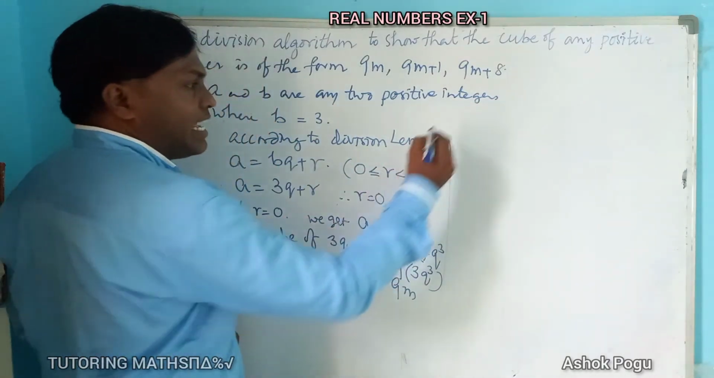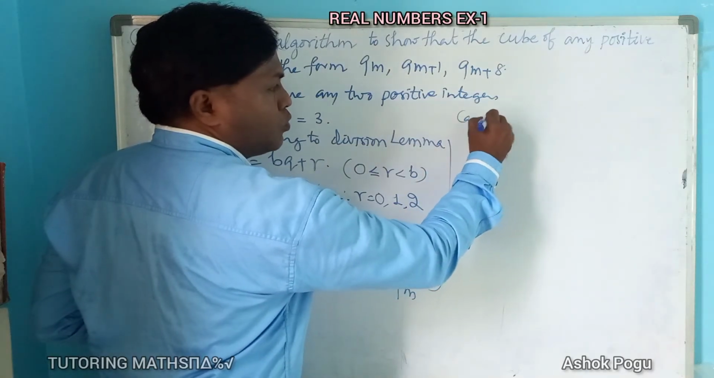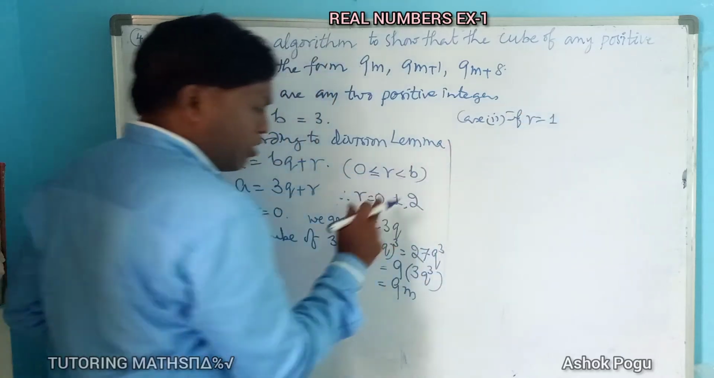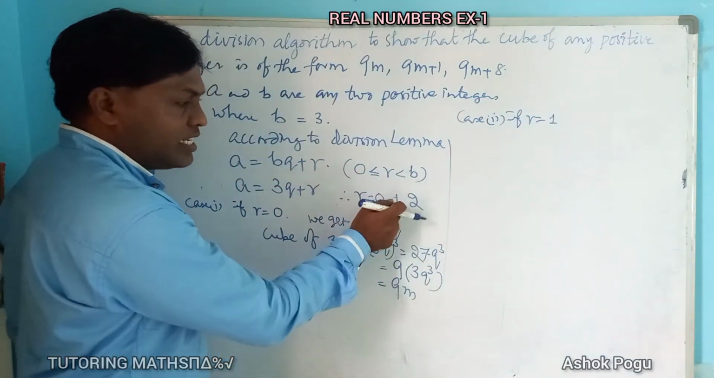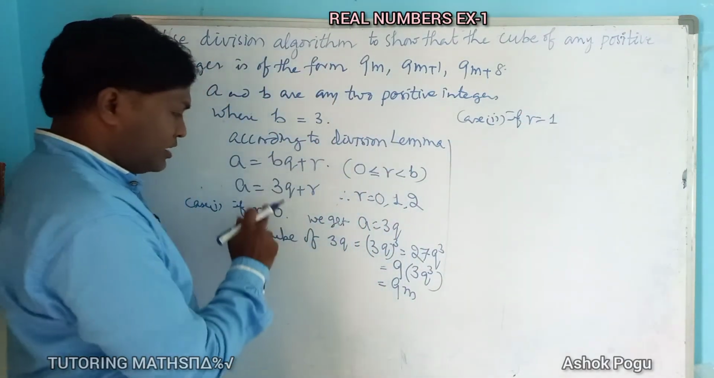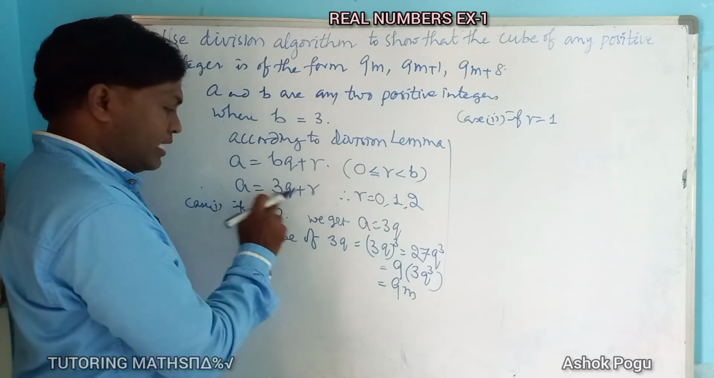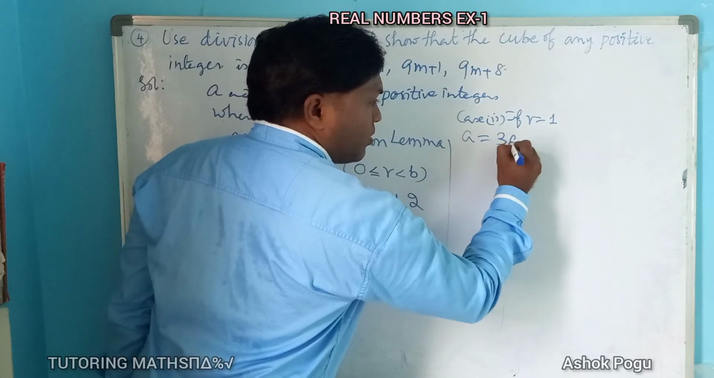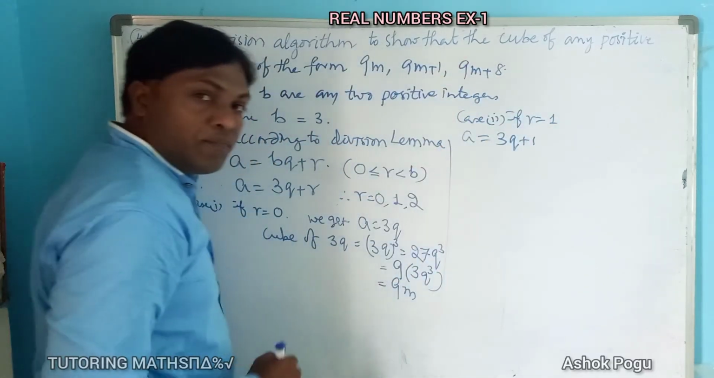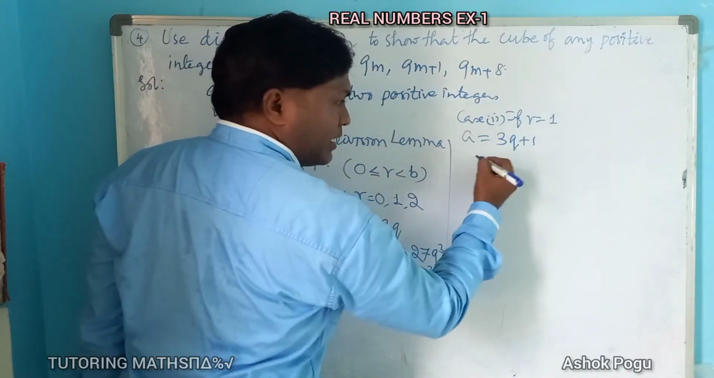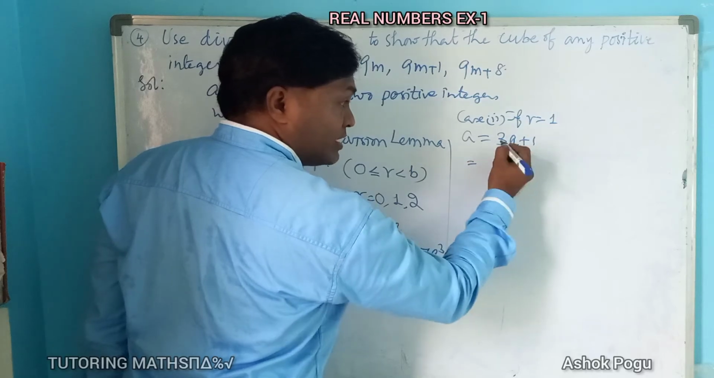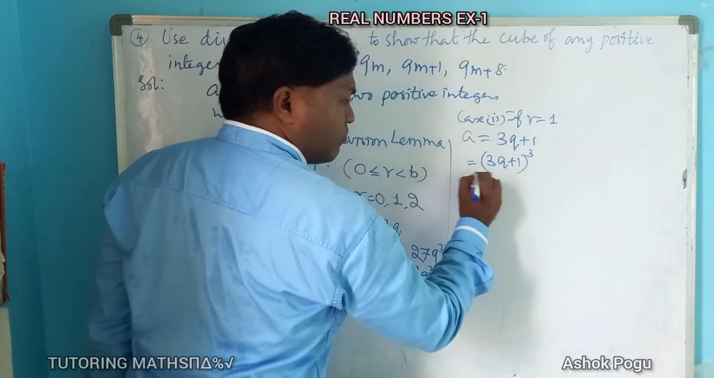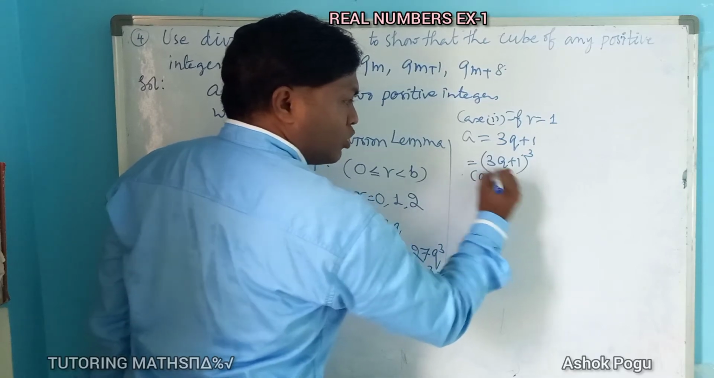Let us see the second case, case number 2. If r is equal to 1, since r equal to 0 is finished. Now just put r equal to 1 in this division lemma. We get a is equal to 3q plus 1. Now again cubing on both sides, you get the cube of this number, 3q plus 1 whole cube. It is in the form of a plus b whole cube.